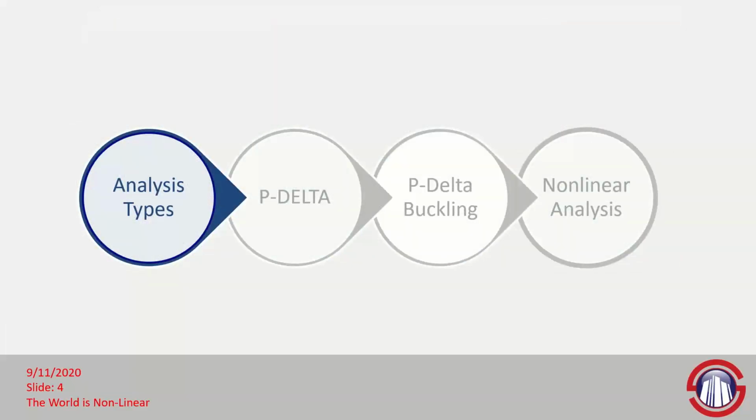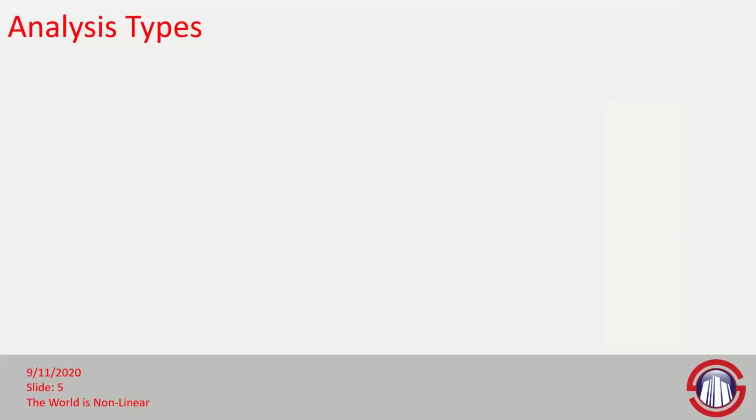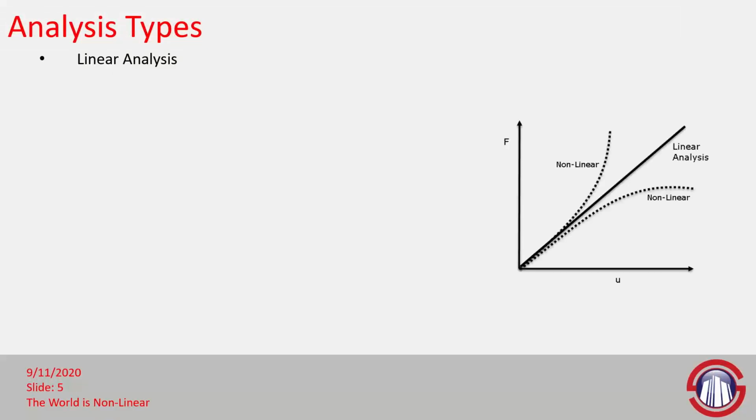So why don't we talk a little bit about the different analysis types that are available in S-Frame for those of you that maybe haven't explored what's out there in S-Frame. So we do linear analysis, and here I got a little graph that describes linear and nonlinear, which you're probably familiar with, but it'll just help with some of the explanations a little bit later on.